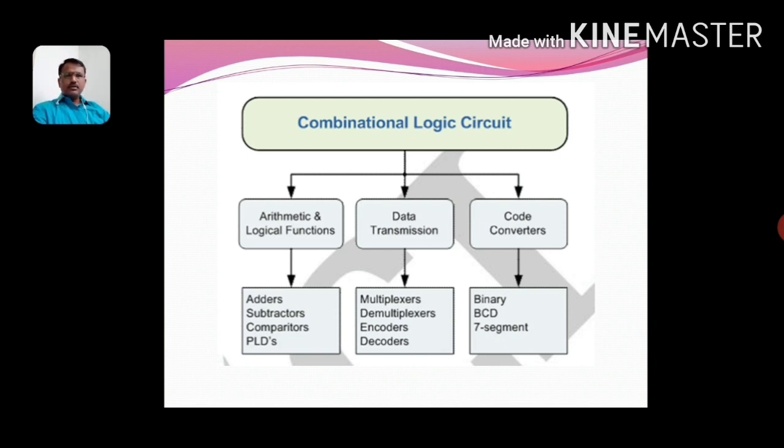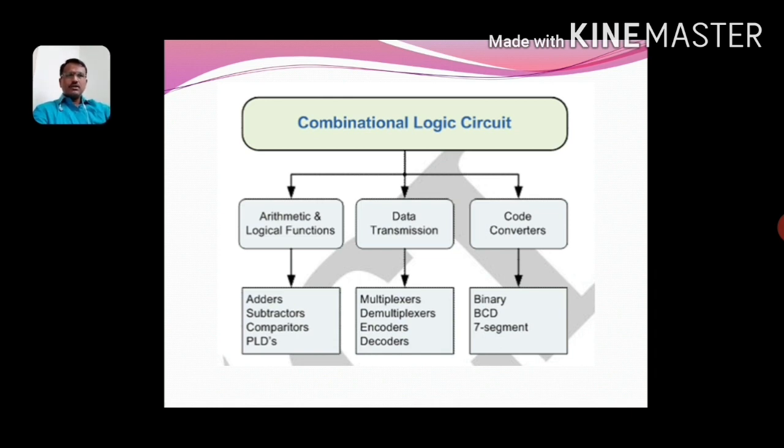Encoder: some known or recognizable information is converted into coded form, is called an encoder. Decoder is exactly opposite to encoders, where the coded information is decoded into known information. Then some code converters, BCD to 7 segment, which is useful for display. So all these circuits come under the combinational logic circuits.